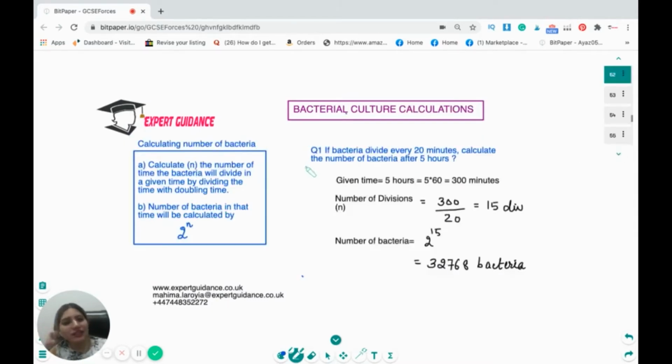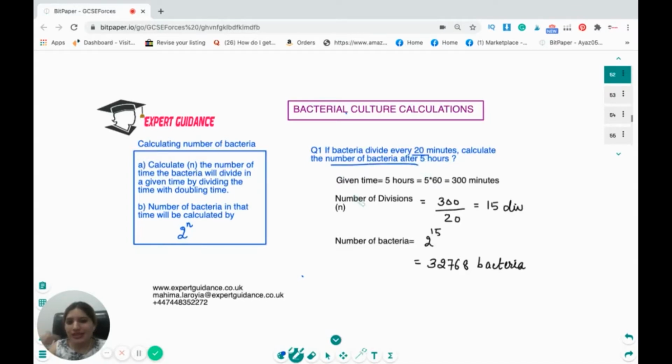Now, there are some bacterial culture calculations in your syllabus. You should know that after every division, the bacteria doubles, right? So if you want to calculate the number of bacteria after each division, you need to first find out how many divisions there are, and 2 to the power of the divisions is the number of bacteria. So for example, if the bacteria divides every 20 minutes, calculate the number of bacteria after 5 hours.